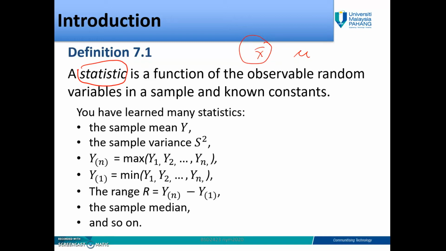Okay, it's a value. So you have learned many statistics, for example the sample mean, sample variance, and then you have Y(n) ordered, which is the maximum of all these, and Y(1) ordered, which is the minimum. Then you have learned the range, and then the sample median and others. Actually you have this before in the applied statistics course, but you learn it here. So all of this is a statistic. It's a value of a function of the observed random variables.